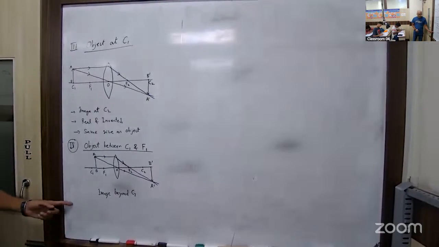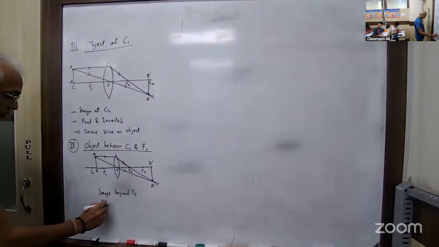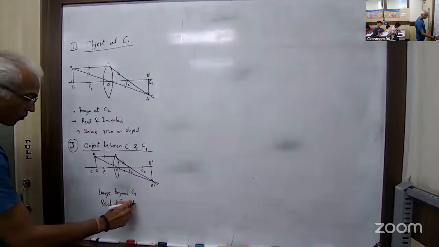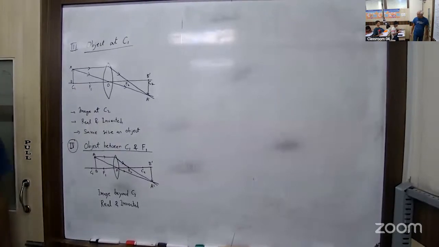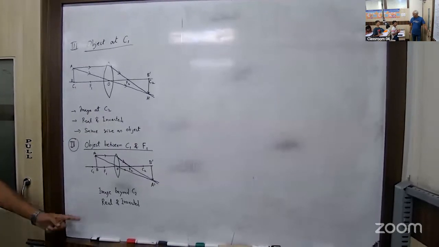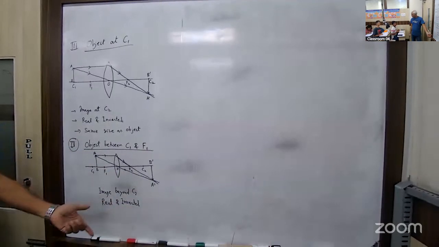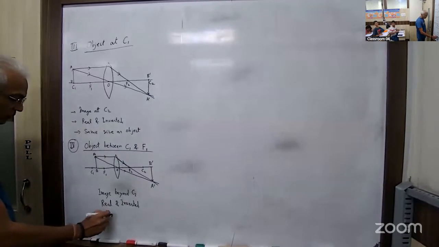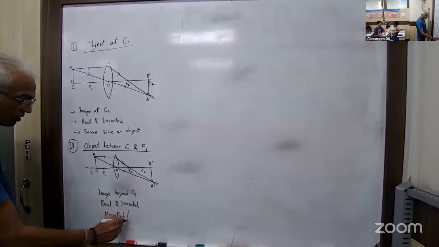Image beyond C2. What is the nature? Magnified. Real and inverted. Nature is real and inverted. Size is magnified. Highly magnified? Only magnified. Yes, you can see the object and the image size are comparable. So it is magnified. Or you can say enlarged.